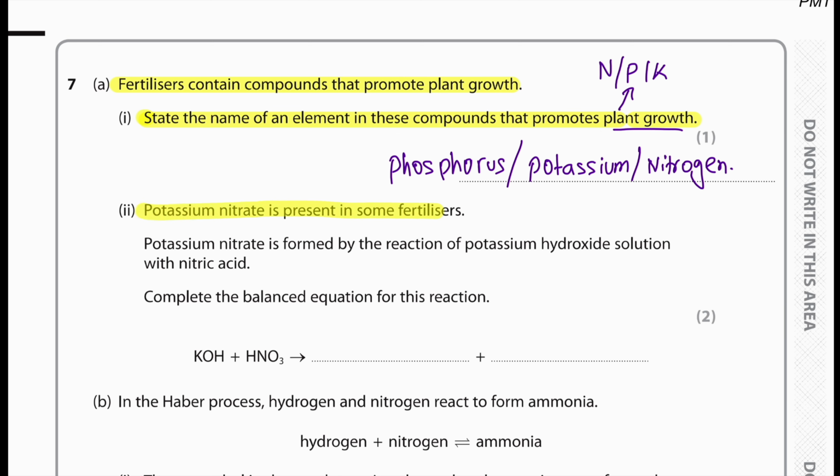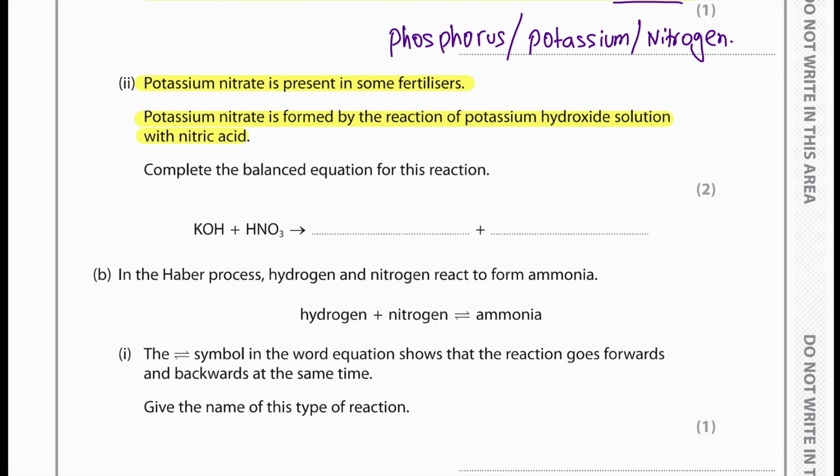Potassium nitrate is present in some fertilizers. Potassium nitrate is formed by the reaction of potassium hydroxide solution with nitric acid. Complete the balanced equation for this reaction. Potassium hydroxide, when it reacts with nitric acid, produces potassium nitrate and water.